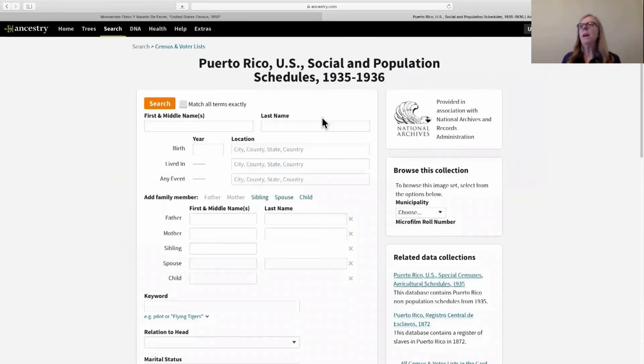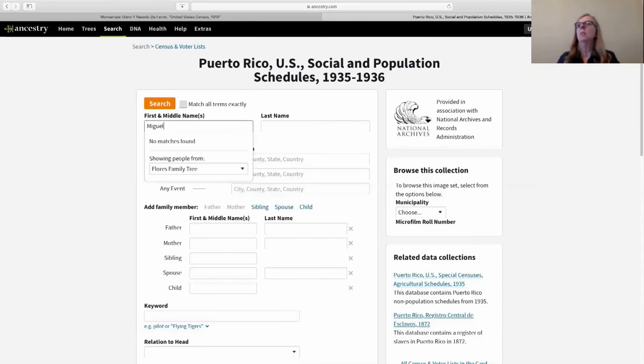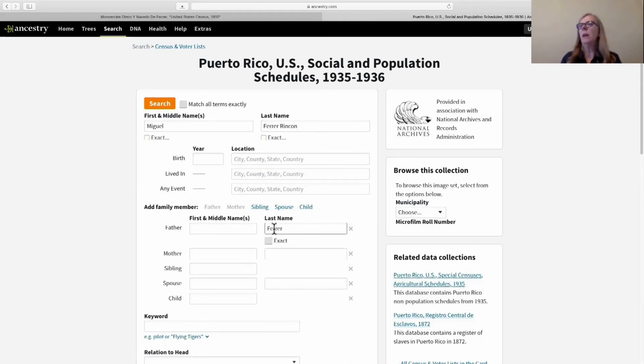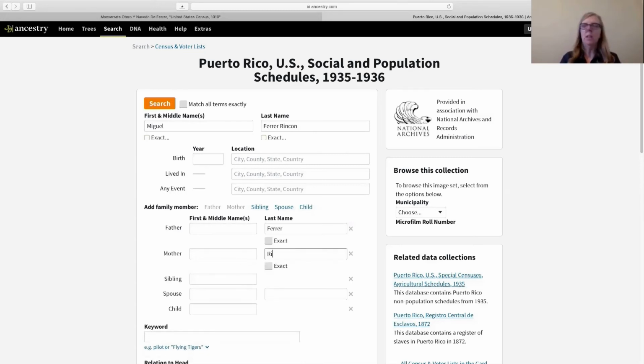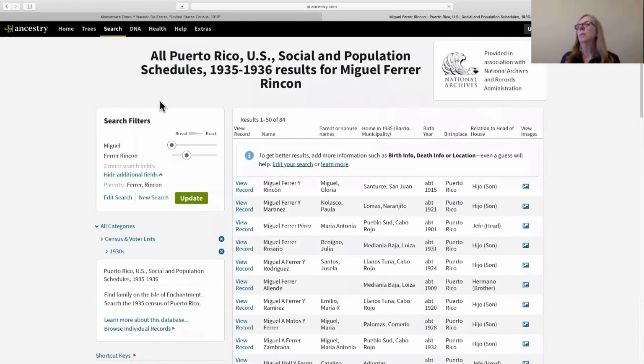So I've clicked on that, and then now I have the option to search for the name. Now I can put in Miguel Ferrer Rincon and see what comes back. Another option that I can do down here is I can put in surnames to see what else might come back. So I put in Ferrer Rincon from father and mother, search. And as you can see, we've got this very first result is the one that we were looking for.